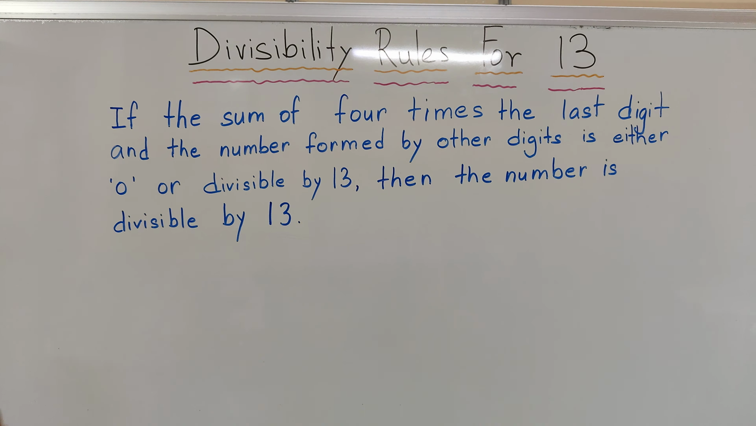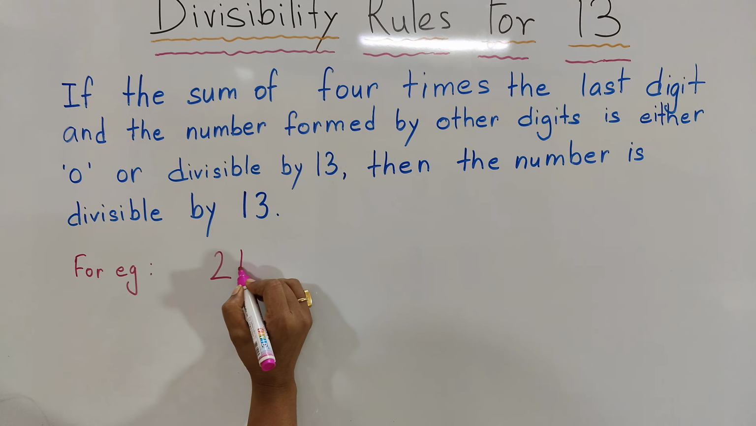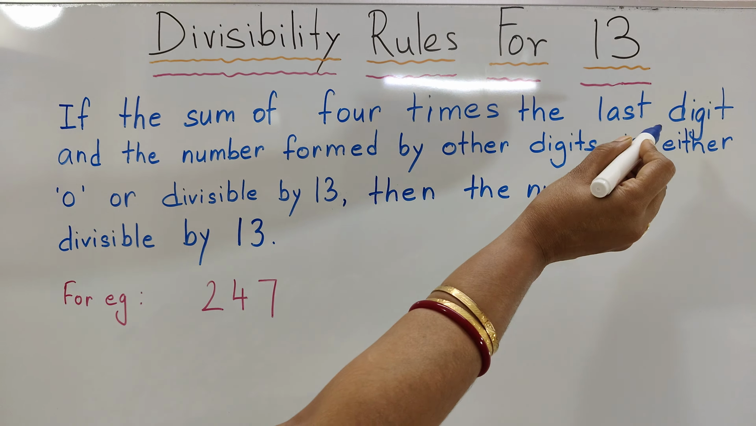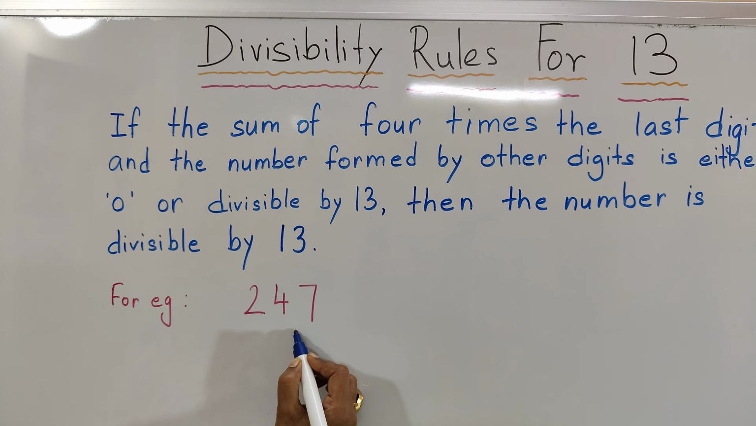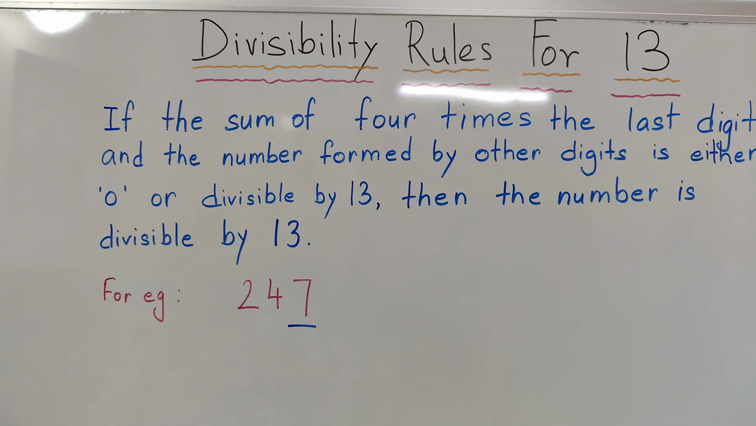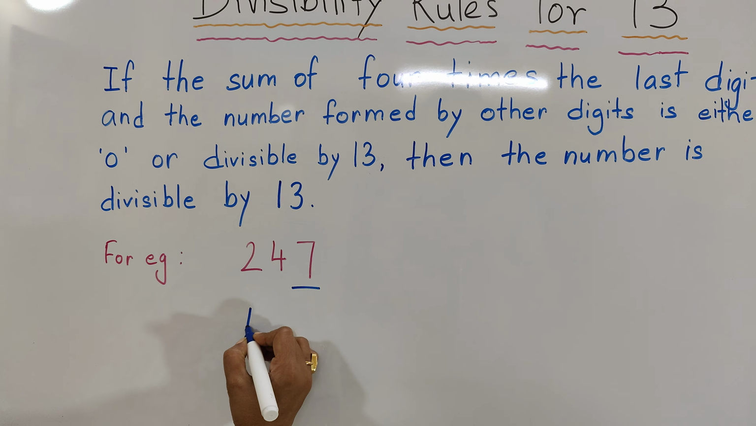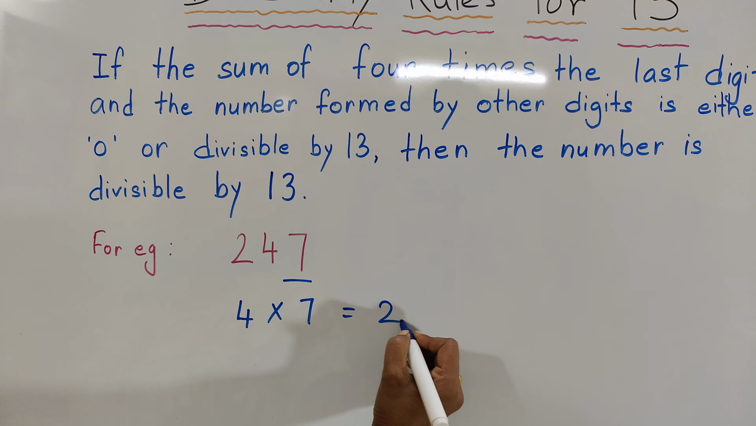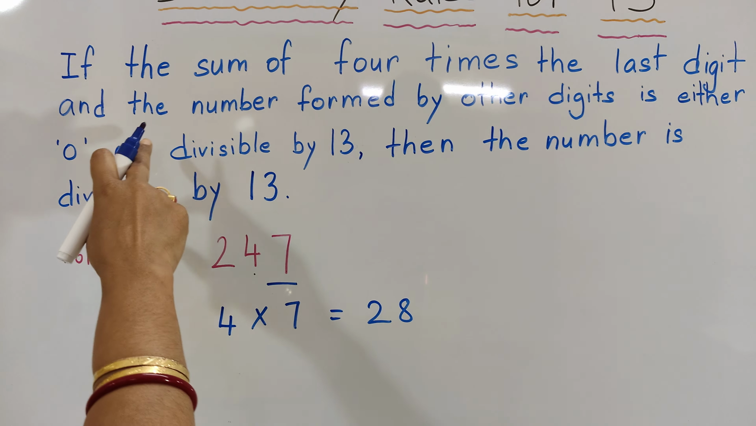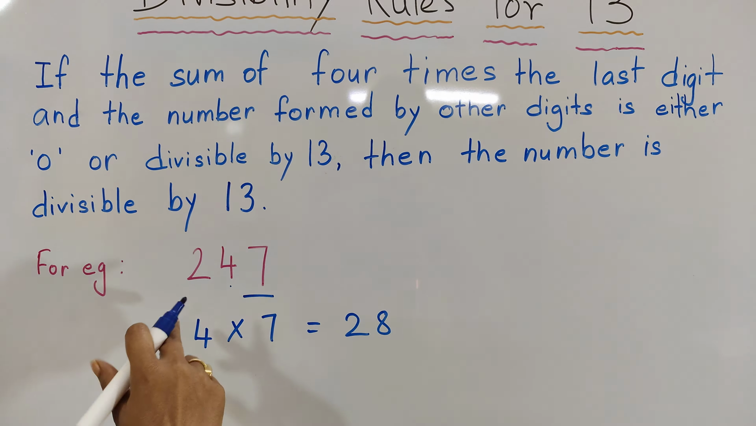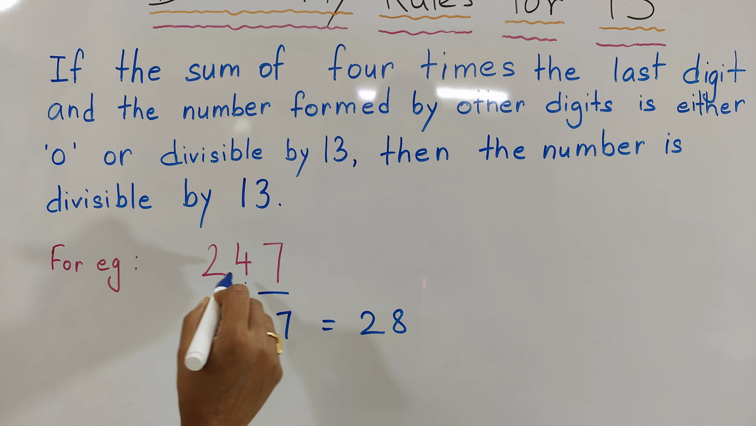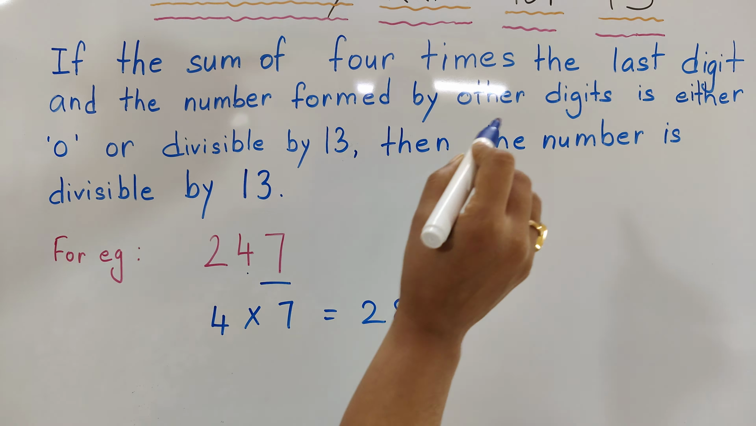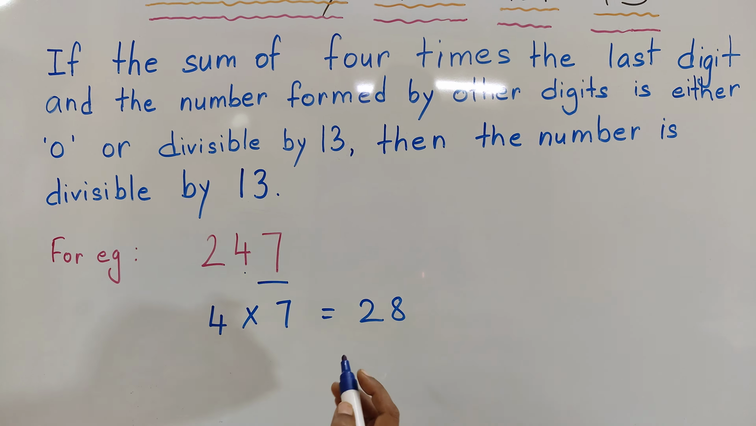So for example, let's take a number 247. 4 times the last digit. So the last digit is 7. 4 times the last digit means 4 times 7 is equal to 28. The number formed by other digits. So what are the remaining numbers? 2 and 4. And the number formed by other digits is 24.